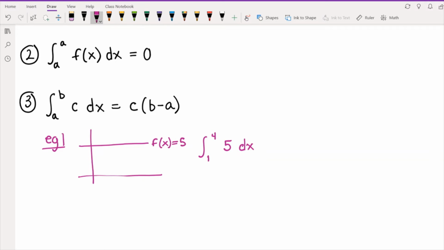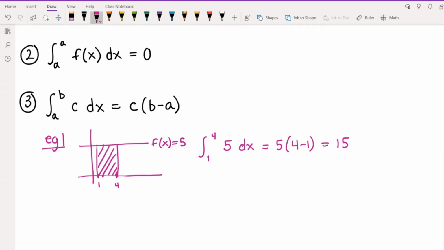And if you're taking the integral from 1 to 4, well, you're just going to have a rectangle where the base of that rectangle is 4 minus 1, which is 3, and the height of the rectangle is 5. So the area would be 5 times 4 minus 1, which is 5 times 3, which is 15.